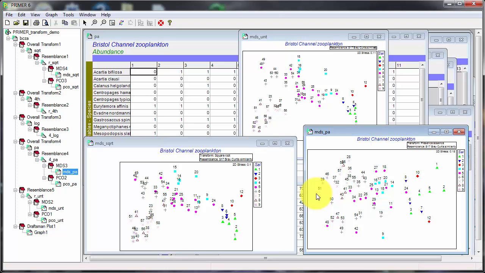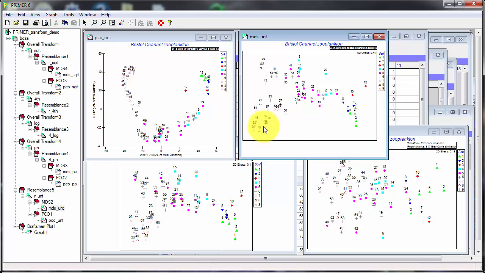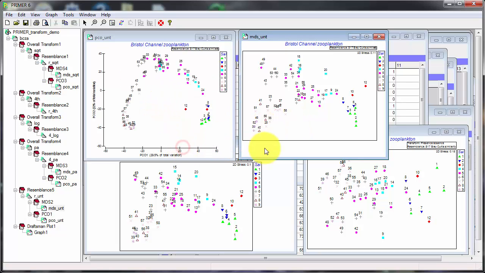Now, another way of looking at these data would be to do a PCO, principal coordinates ordination. Remember that NMDS doesn't use the actual distances or resemblances, it uses the ranks of those. So let's pop up PCO untransformed and compare it to the MDS untransformed. Now, if I flip Y, the PCO is showing much the same sort of thing as the MDS, but the arch effect is much stronger there, and that is because the distances are actually being used rather than just the ranks of those similarities.